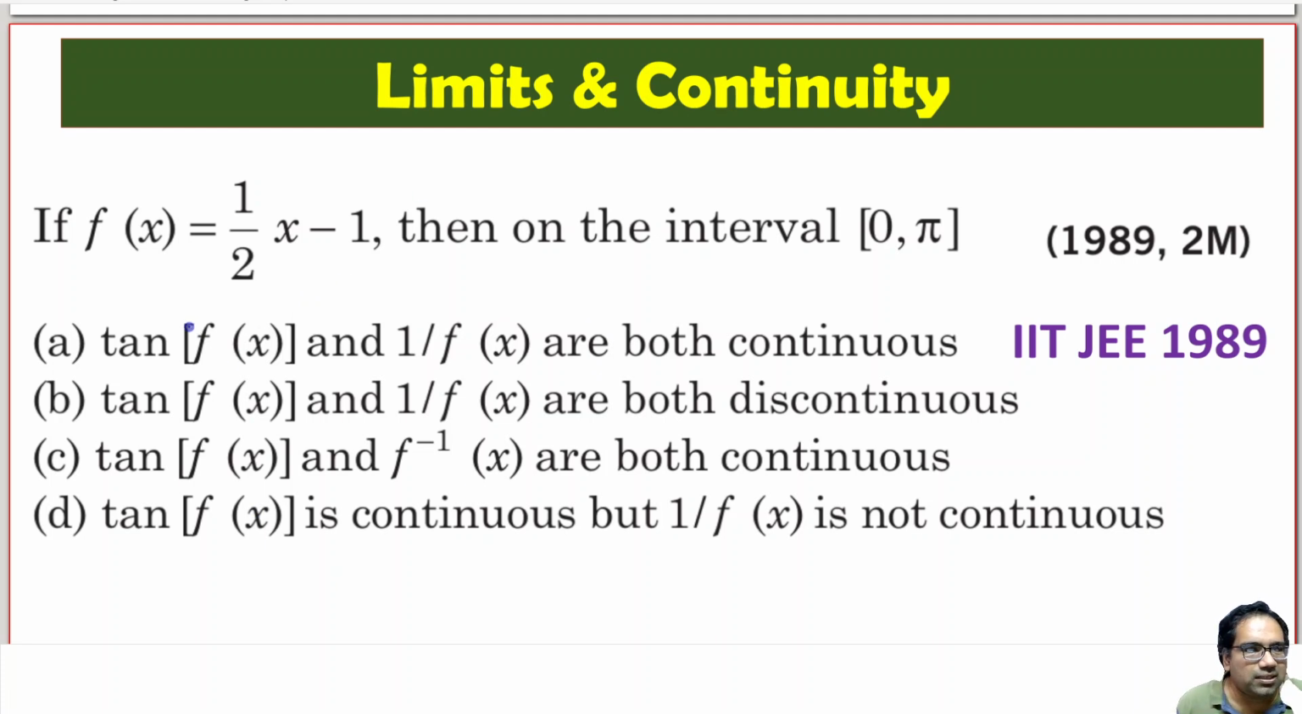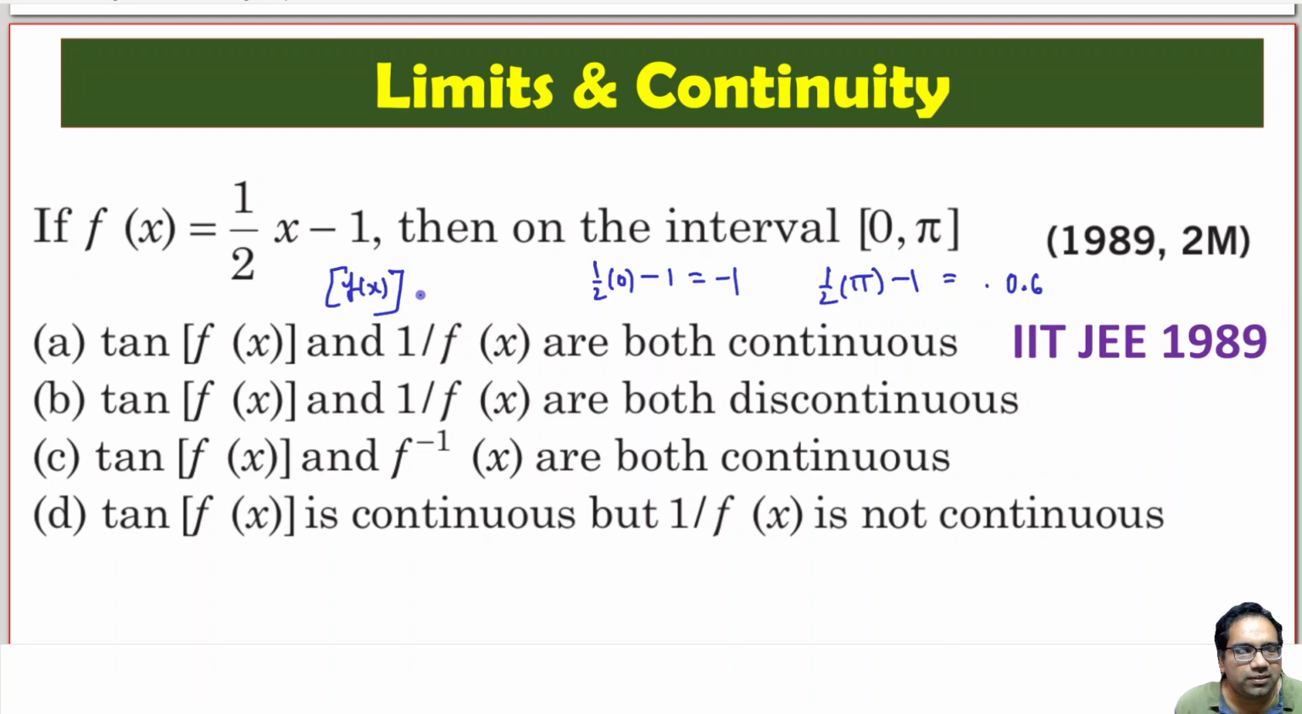Firstly, there is the greatest integer function of f of x. f of x is between 0 and pi. So what is the minimum value of f of x? First of all, this is a linear one, right? The minimum value is half of 0 minus 1, which is minus 1. And what is the maximum value? Half of pi minus 1. Half of pi is some 3.1 by 2, so roughly 1.6 minus 1. It is roughly some 0.5, 0.6. Okay, now the greatest integer function.